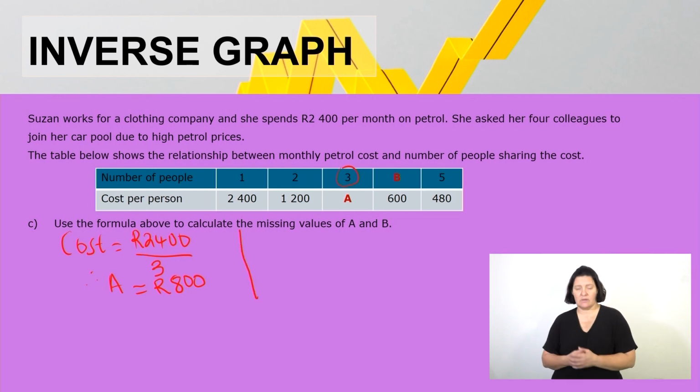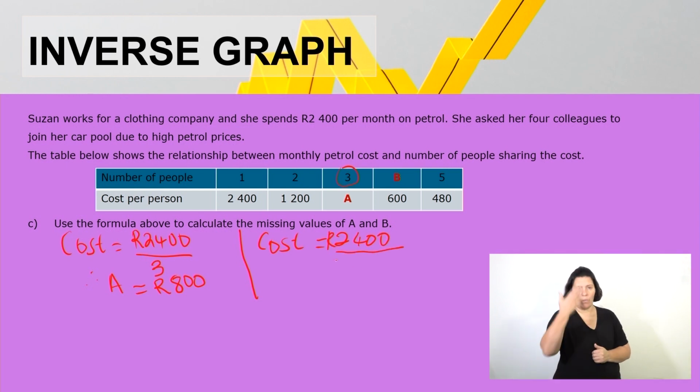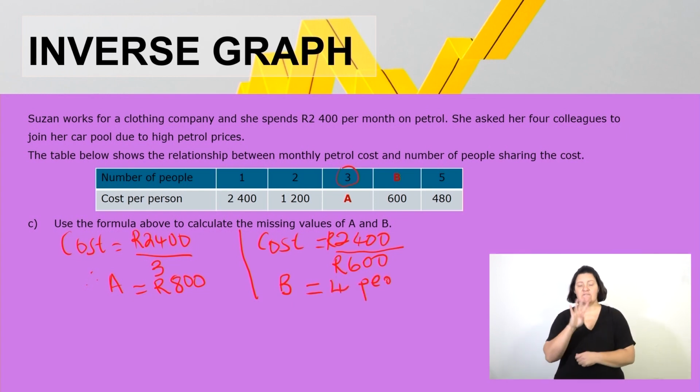Let's calculate for B. We're going to use the same formula. We then say cost is equal to 2,400 divided by n. In this case, we know each person will contribute 600 rand. So B will be equal to 2,400 divided by 600. So 4 people will each contribute 600 rand.